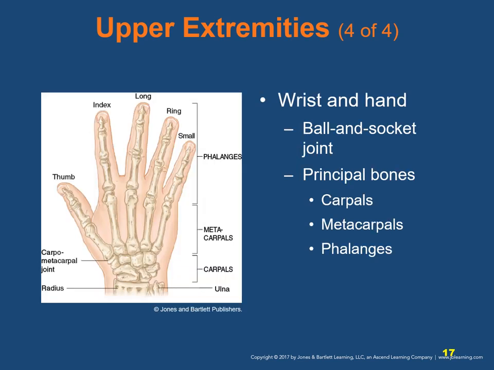With the wrist and hand, you have modified ball and socket joints formed by the ends of the radius and ulna and wrist bones. There are 8 bones in the wrist called carpal bones. 5 metacarpals extend from the carpal bones and make up the hand, and the fingers are composed of small bones called phalanges.